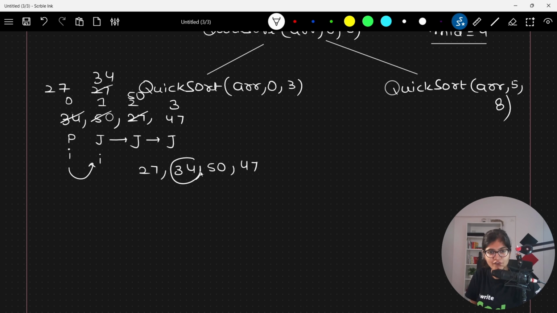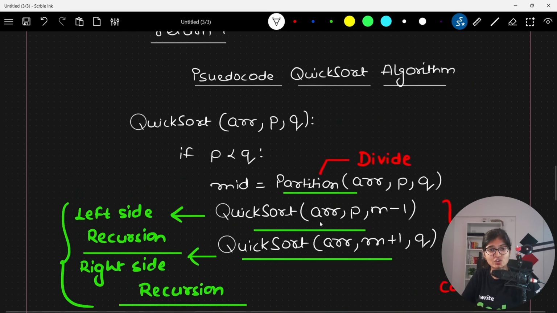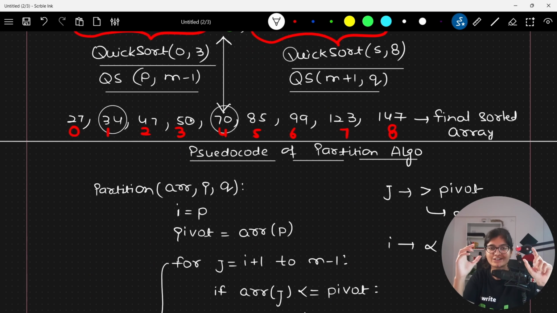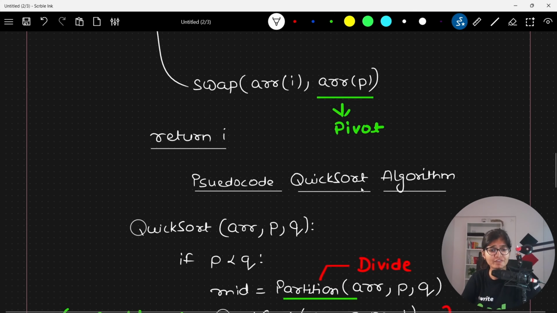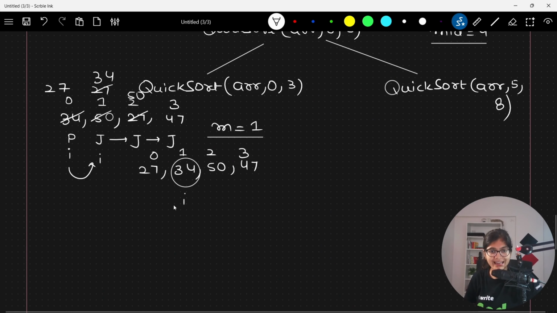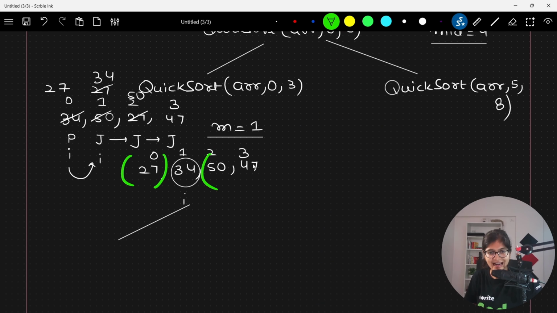And finally, the value of I is equal to 1, among indices 0, 1, 2 and 3. So the value of M is equal to 1. And here if you observe, this pivot element 34 will also be at its own position in the actual sorted array, just like the 70 I was talking about. So always remember, whatever pivot element you get, after completion of the iteration, it will be located at its own position. So now the value of I will be returned, so the value of M will become 1. Now again, for this particular array, quicksort will be applied towards the left and the right side of the array.